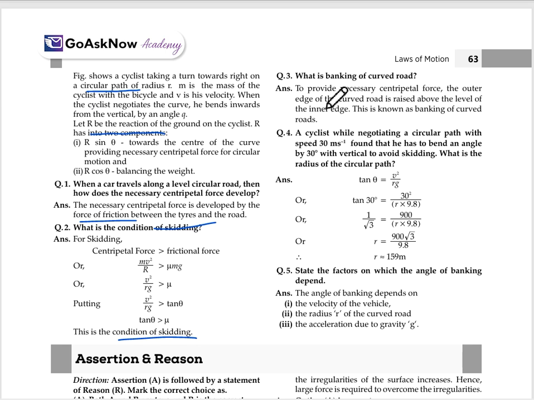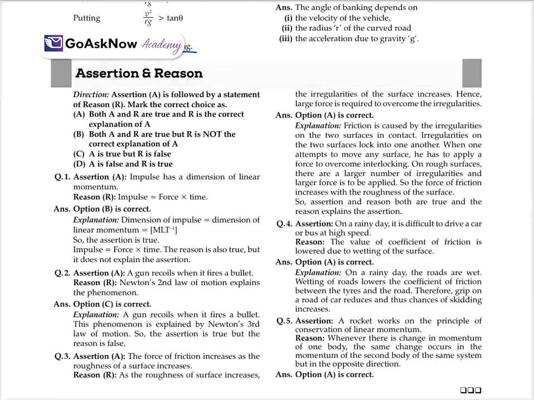Banking of curved road: to provide the necessary centripetal force, the outer edge of the curved road is raised above the level of the inner edge, and this is known as banking of curved road. A cyclist, while negotiating a circular path at speed 30 meter per second, found that he has to bend at an angle of 30 degree with the vertical to avoid skidding. What is the radius of the circular path? Tan theta equals v square upon rg. Then tan 30, we substitute the values, and we get r equals 159 meter. So this is all about this chapter.